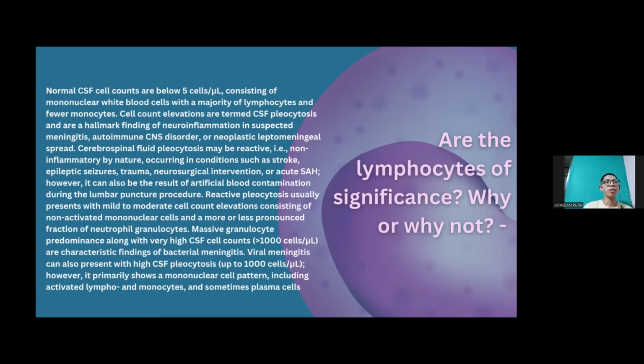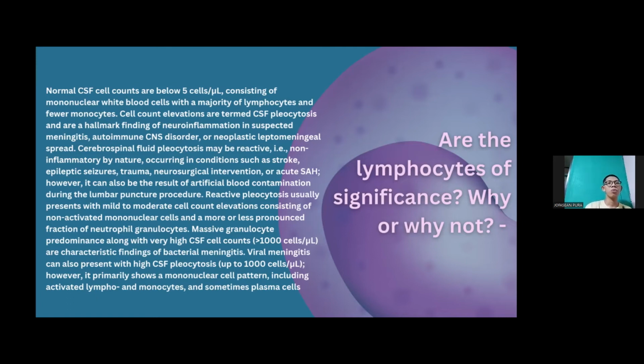Cerebrospinal fluid pleocytosis may be reactive and non-inflammatory by nature, occurring in conditions such as stroke, epileptic seizures, trauma, neurosurgical intervention, or acute SAH. However, it can also be a result of artificial blood contamination during the lumbar puncture procedure.